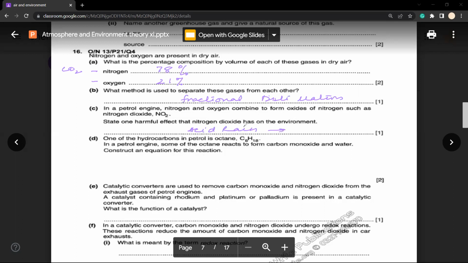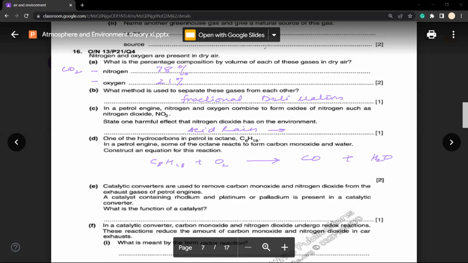And further, you can write down the effect of the acid rain, whatever you want: physical, environmental, or the human effect. Then one of the hydrocarbons in the petrol is octane, C8H18. In the petrol engine, some of the octane reacts to form carbon monoxide and water. Construct an equation for this reaction. So it's incomplete combustion: C8H18 combines with oxygen, because incomplete combustion gives you carbon monoxide and it gives you water. So we need to have a balanced equation for this.